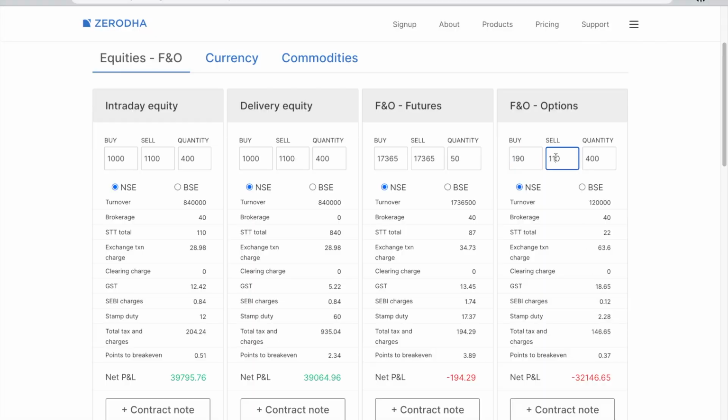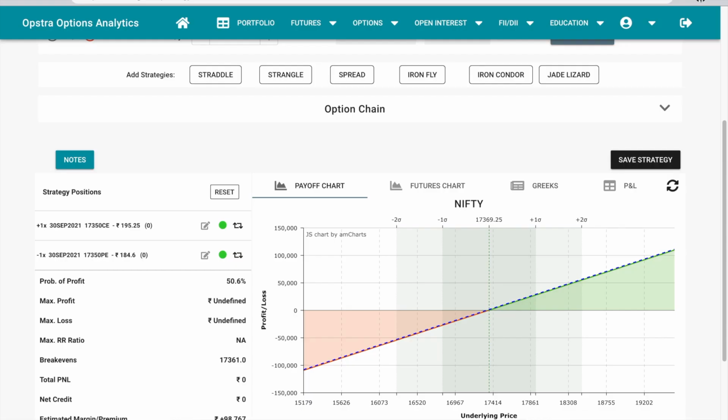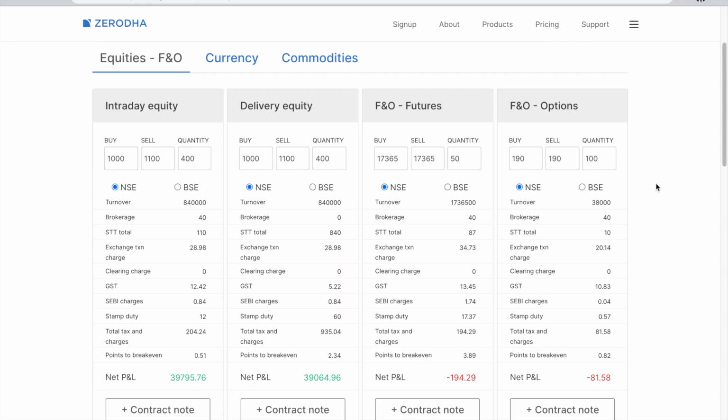Suppose you bought at 190, you squared it off at 190, and the quantity here is definitely 100 because you have two lots. So let's do the 100. And here you can see the net PNL at break even, it is at 81.58. So you are paying very less charges. Now for one lot you would see that okay, it's nothing, just do it for 10 lots and see there is 1,500 charges. Suppose you're doing 10 lots every month, so in a year there will be a huge difference. So that is the reason people prefer options.